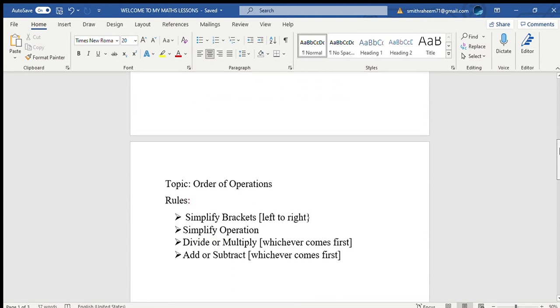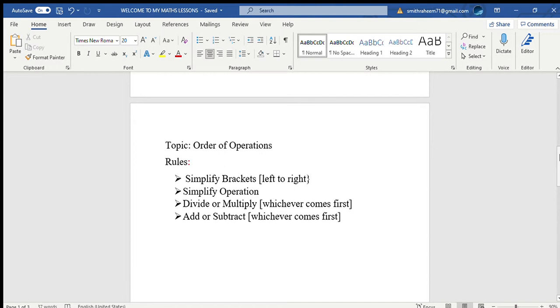Okay, so the topic of today is order of operations. We're going to start with the first rule. It says you should simplify the brackets, going from left to right, and also you should simplify the operations, meaning that if you have x squared or a square root in the mathematical problem, you will have to do the second rule first.